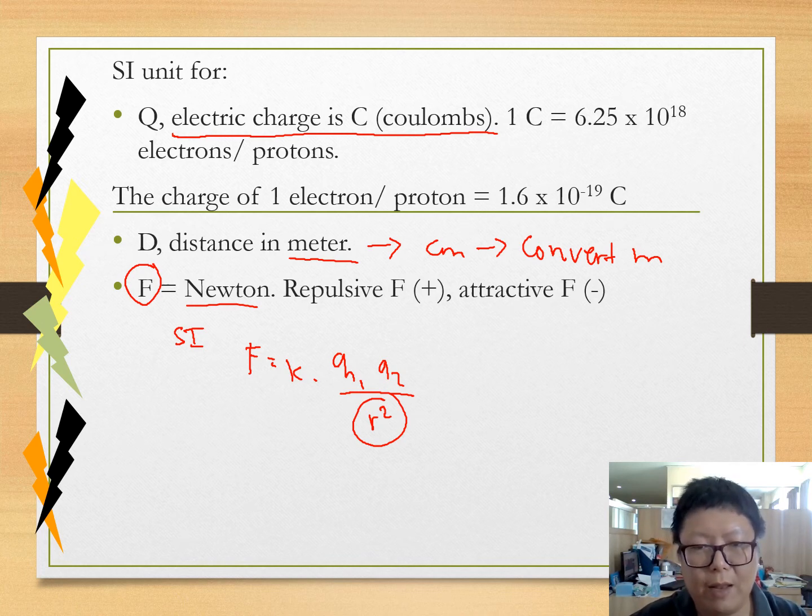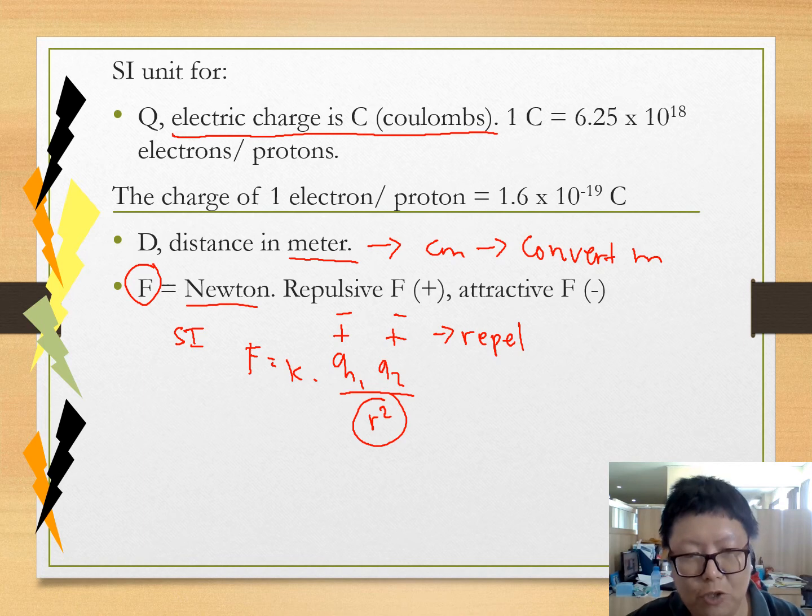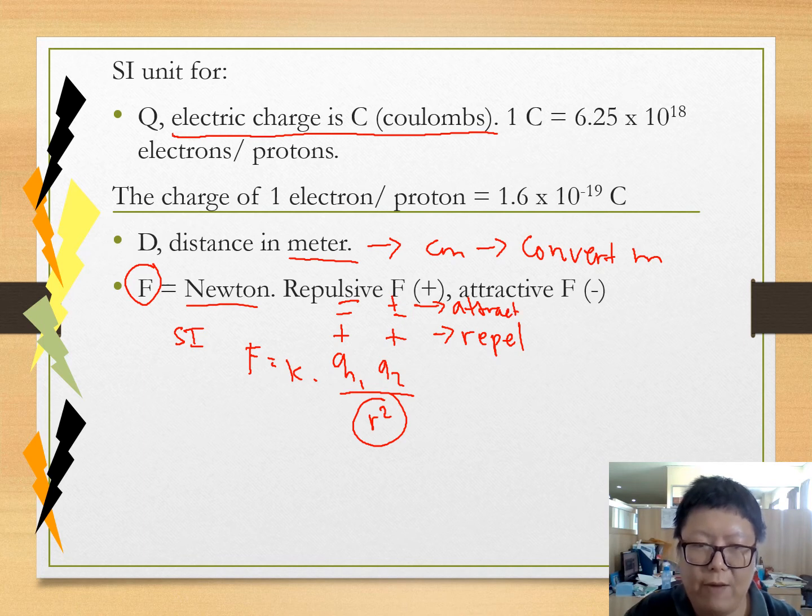Then F can be positive or negative. If F is positive, it means that the Q's are positive and positive, or negative and negative. The Q's have the same charge. If the Q's have the same charge, then they repel. That's why if you get a positive result for F, it's the same charge, repulsive. But if you get a negative force, it's attractive, because if the Q's are negative and positive, they attract. If they attract, F will be negative.